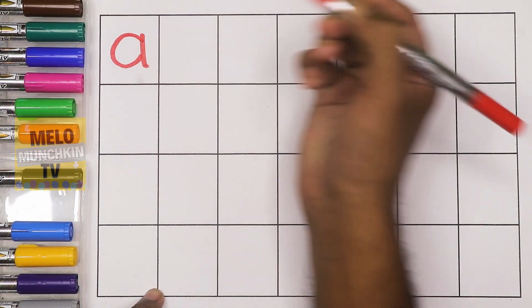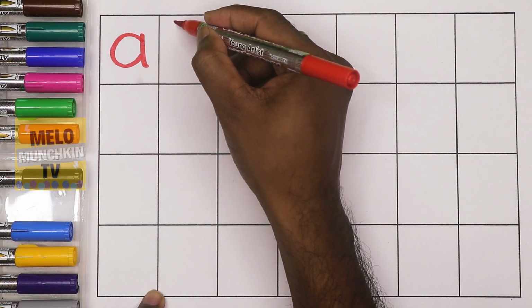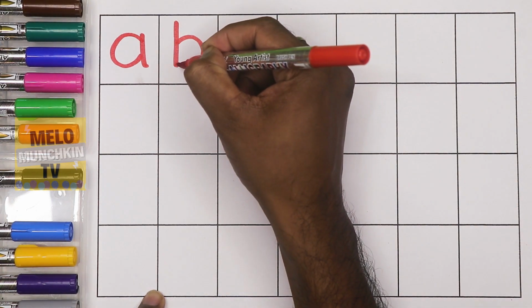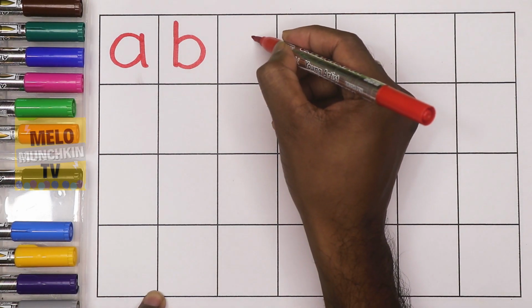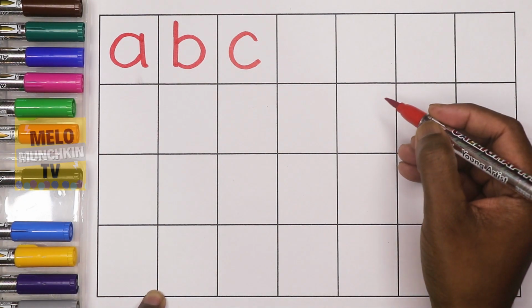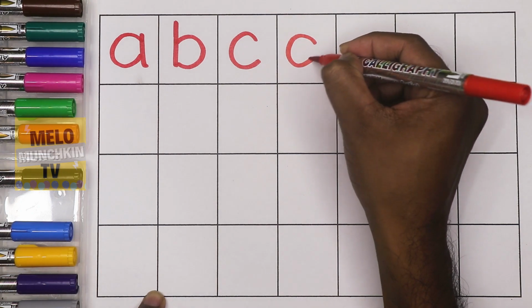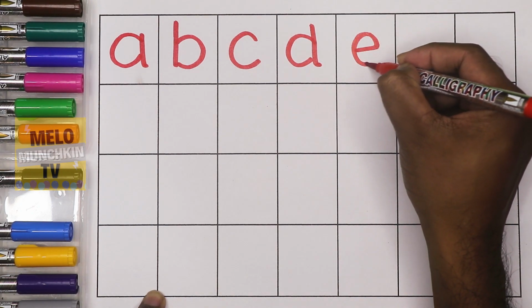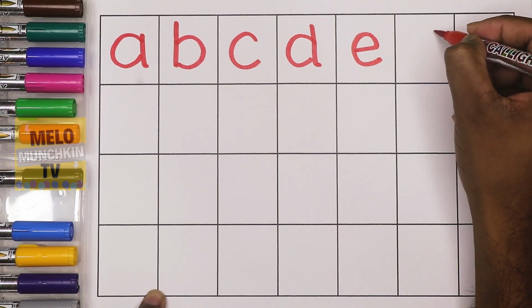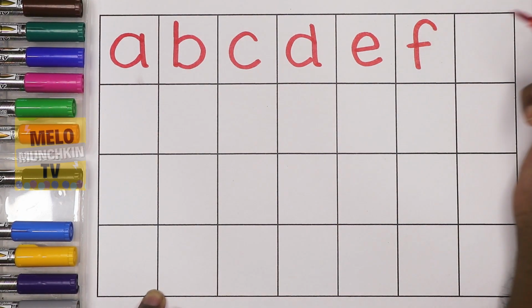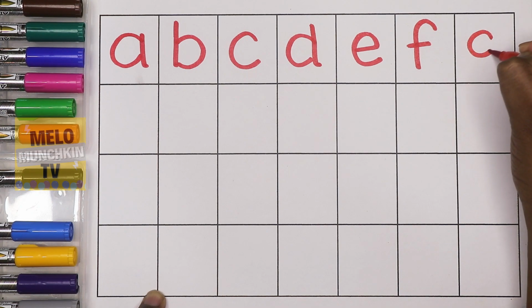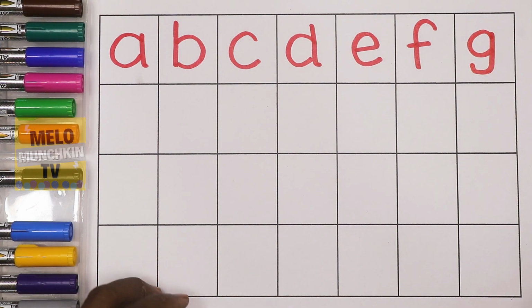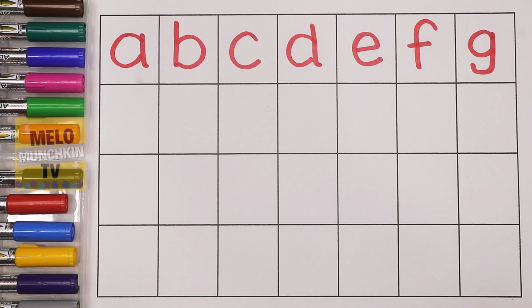A for apple. B for ball. C for cat. D for dog. E for elephant. F for fish. G for gate. Next I'll take green color to write the second line.